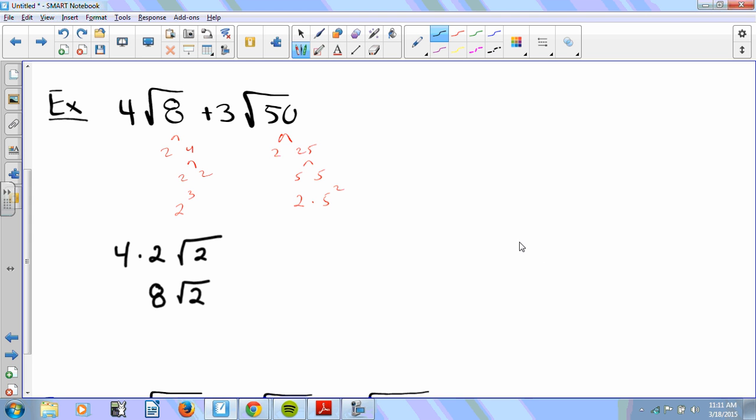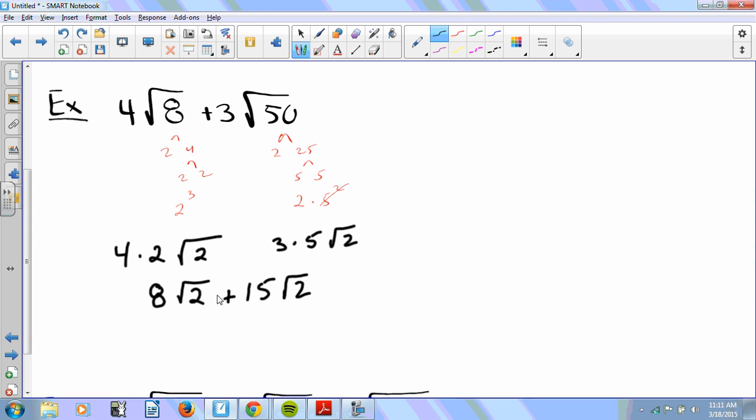Again, we look for the same idea, sets of 2. I can't take a set of 2 out of 2 because there's only 1 there. But I can take a 5 out because there are 2 fives in a set of 2. So I have a 3 outside. I can bring a 5 out. So those are taken care of. And I have a 2 left over. So the idea here is basically look at each term like its own radical. Simplify each term as its own problem. And then we come back in the end, we add it here. So 3 times 5, you get 15, and you have the square root of 2.